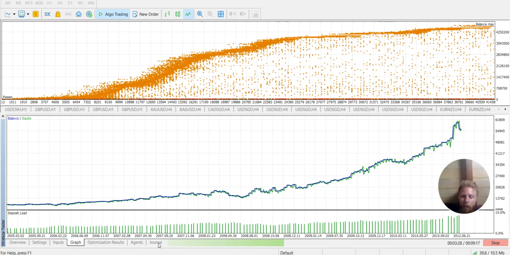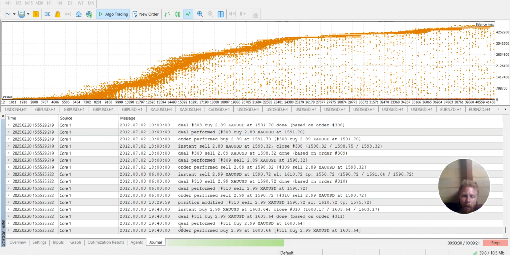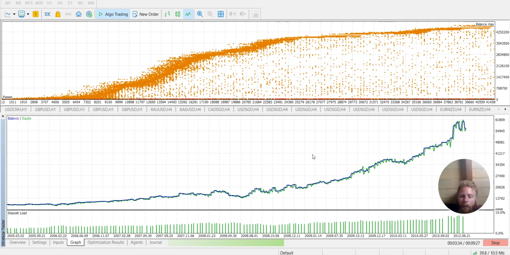Oh, yeah, it was a great trade. So that trade was amazing. That was a great catch. And this is how the statistical advantage is there in this EA.